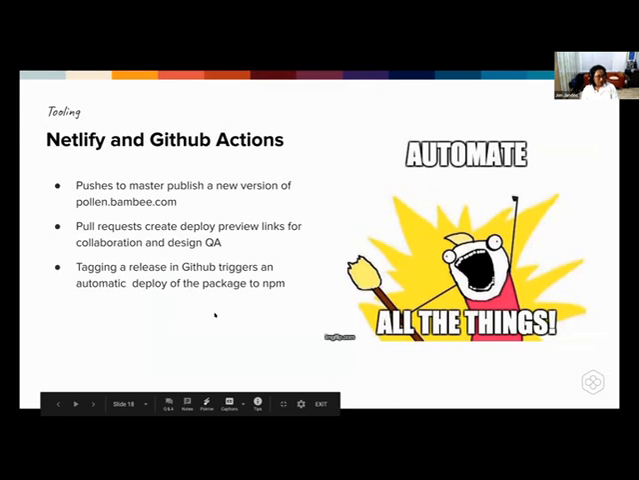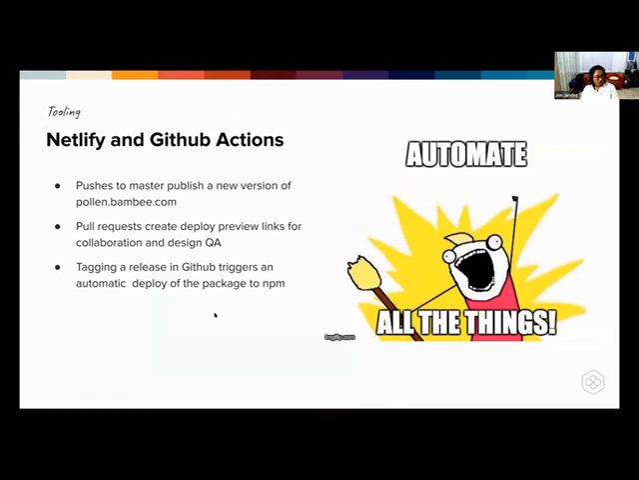Talked about Netlify, GitHub Actions, trying to automate as much as possible. So pollen.bambee.com is the build of Storybook itself. It's living documentation, so I can point other people to it and say, here's this new component I built. You can look at the docs and know how to use it. That builds anytime I push to master.